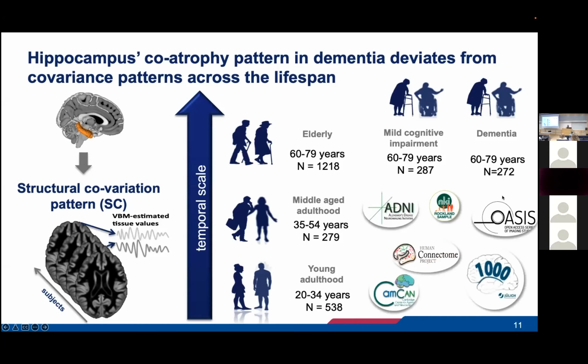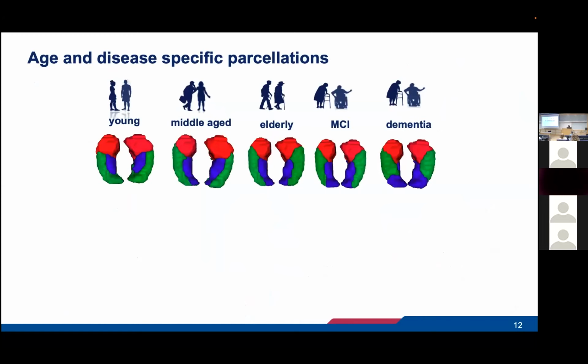Depending on the age group, we assumed that the structural covariance would capture different mechanisms. In the case of young adulthood, we assumed that it would probably capture co-plasticity, whereas in elderly and in dementia, it might reflect more co-atrophy patterns. What we found out is that, first of all, we could replicate in the younger group our structural covariance pattern of the first study.